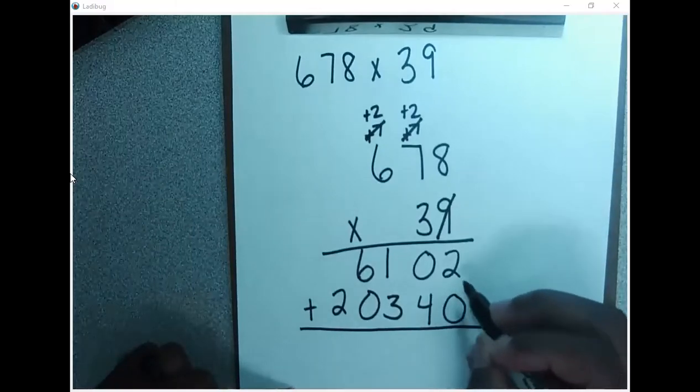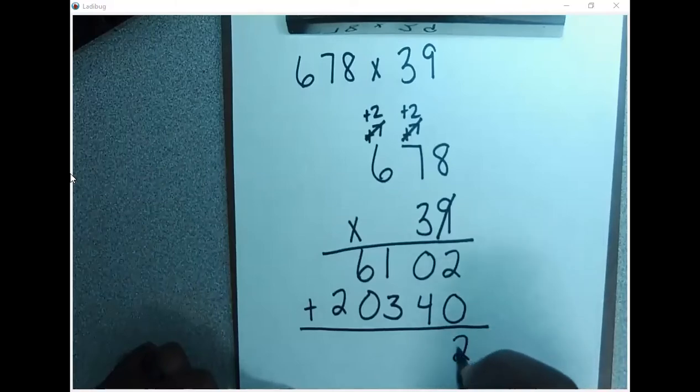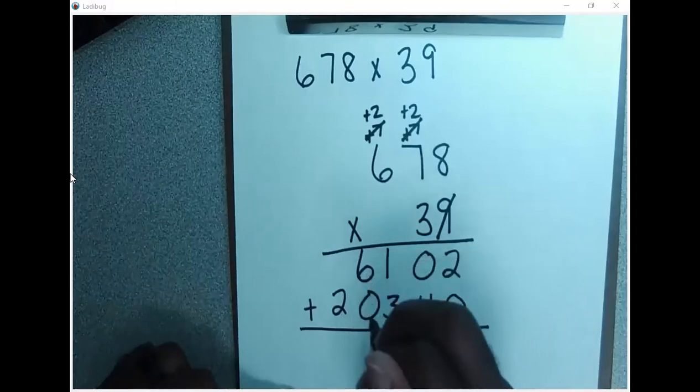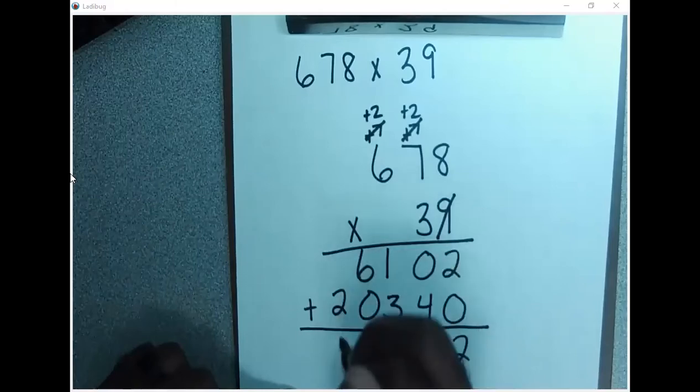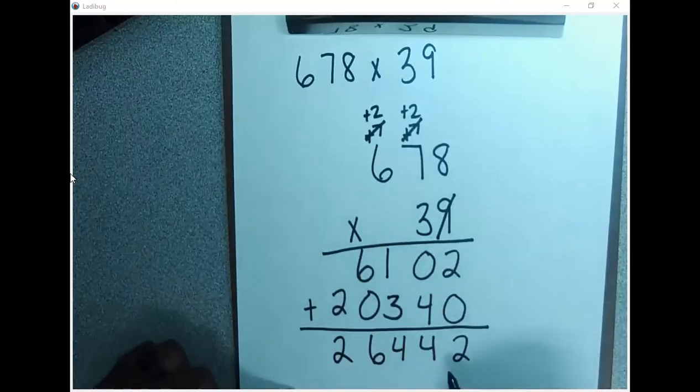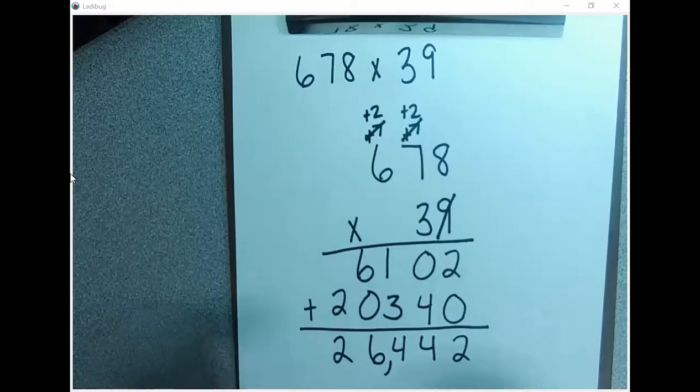0 plus 2 gives me 2. 0 plus 4 gives me 4. 1 plus 3 gives me 4. 6 plus 0, 0, and 2 by itself. I have 2. Once again, to where my comma goes, I count from the back. 1, 2, 3, comma, and it'll be 26,442.